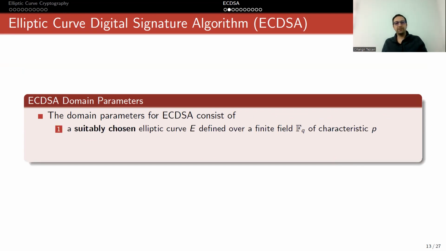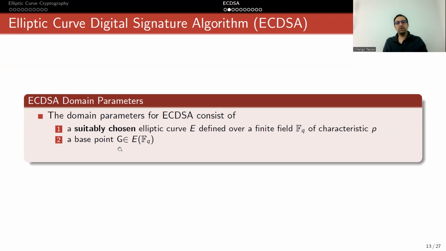So let's do the analog between elliptic curve digital signature algorithm and the digital signature algorithm. Since this is about elliptic curves, when we choose domain parameters, we have to choose an elliptic curve. Let's start with this. So the domain parameters for elliptic curve digital signature algorithm consist of a suitably chosen elliptic curve E defined over a finite field FQ of characteristic P. So P is the prime number. So either P equals Q, so P is a large prime, or Q equals a power of 2. In that scenario, characteristic becomes 2.